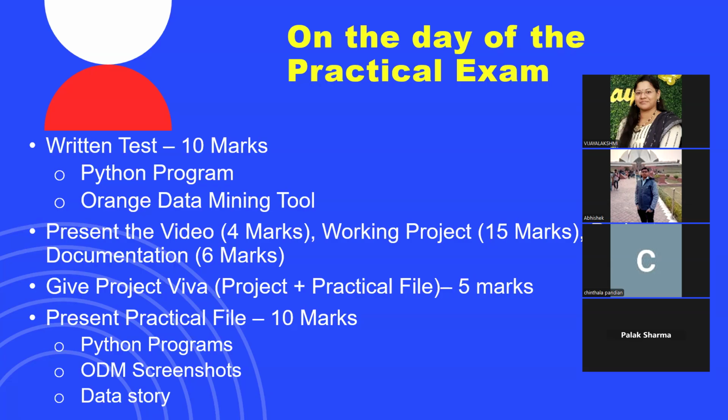Okay, and in the practical file, which is for 10 marks, you have to add Python programs, orange data miner screenshots, and 1 data story. This is the minimum requirement: 6 Python programs, 4 screenshots of orange data miner, and 1 data story. Okay, these are the minimum requirements, so you have to follow that.